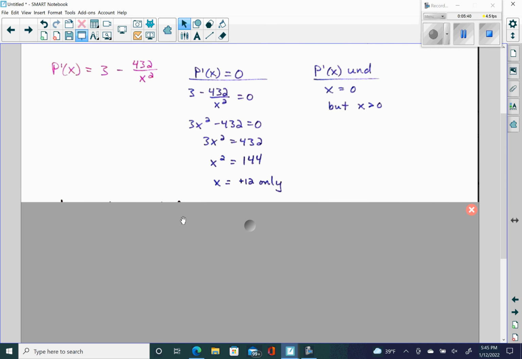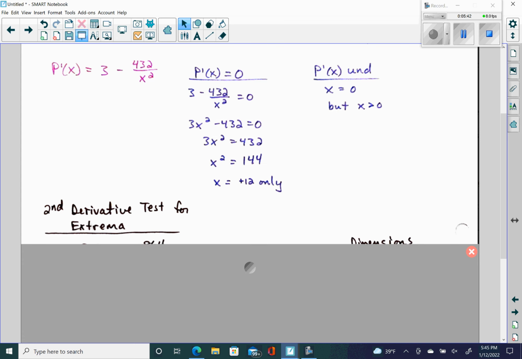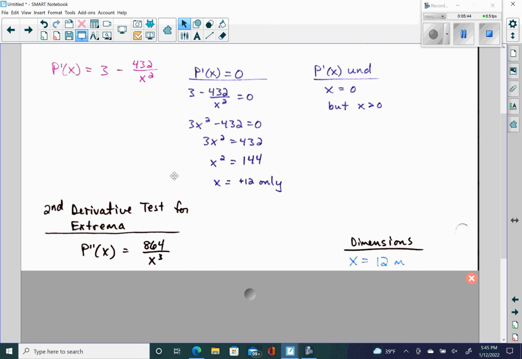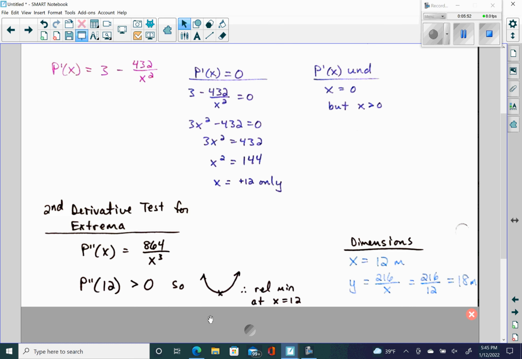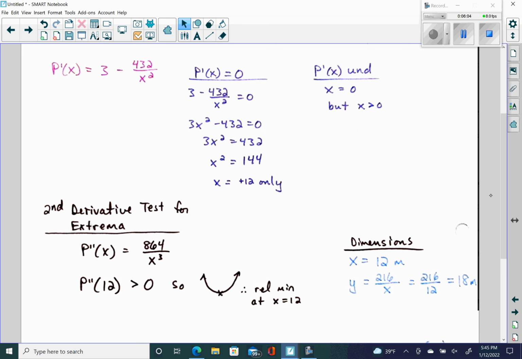So again, we want to minimize perimeter. Let's do the second derivative test for extrema. This will turn into a positive 864 over x cubed when we take the derivative of this. And when we evaluate that at 12, that's still going to be positive, so that tells us we're concave up around x equals 12. Therefore, we have a relative min at x equals 12. So that tells me x is going to equal 12 meters. Y is going to be 216 over 12, which is 18.